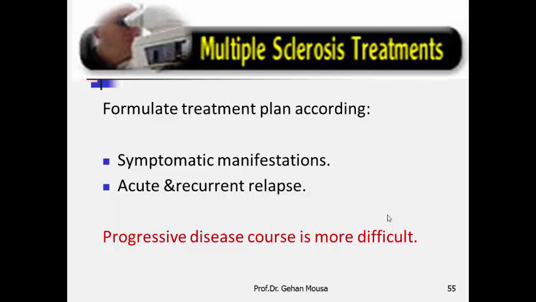Assessment: identify well the problem of the patient. According to the problem list that we put, we can plan the treatment program. The most difficult case that we can see is the progressive type.